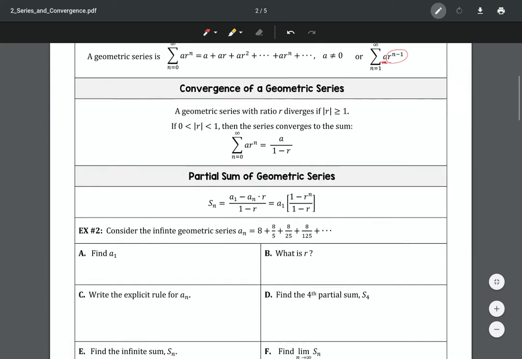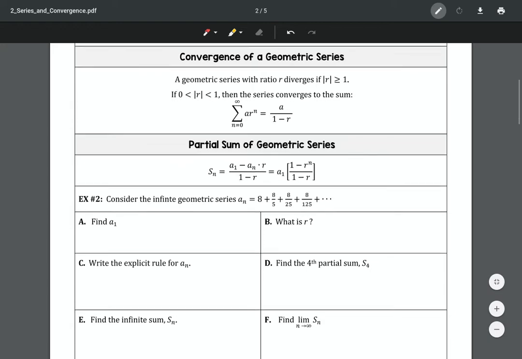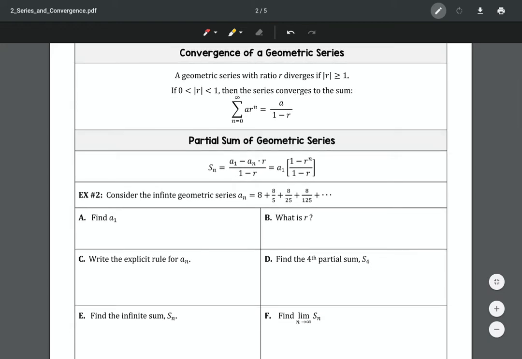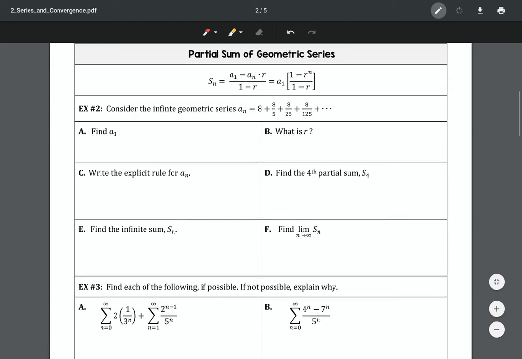Now, a geometric series with a ratio of r diverges if the absolute value of r is greater than or equal to 1. I'm going to give you an example in just a second. If the absolute value of r is between 0 and 1, then the series is going to converge. Now remember, converging means that you're approaching a single value. All right, so let's go on to example number 2.